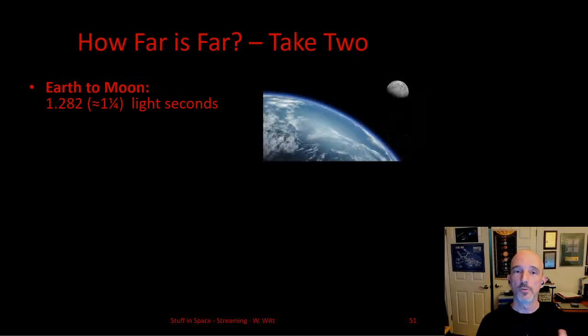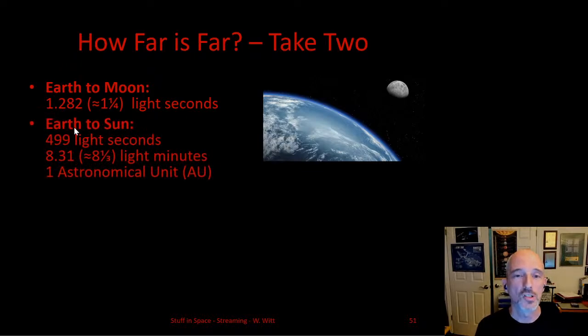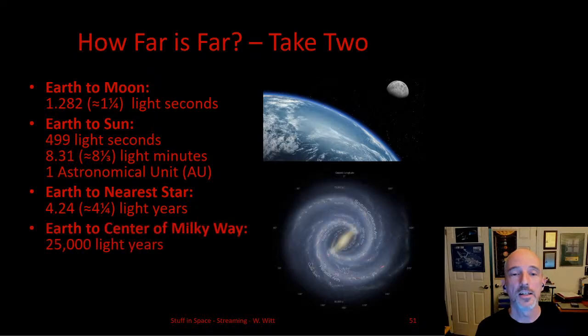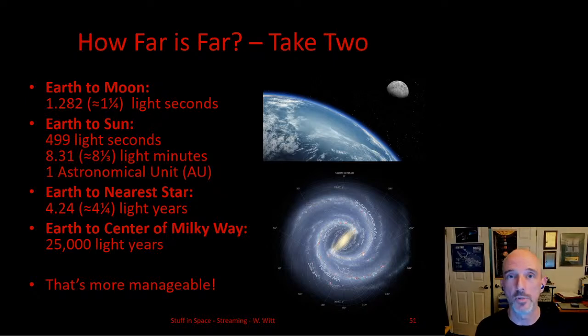All right, now with that, we can talk about our Earth-Moon distance again. We just said that's about 1.25 light seconds. Earth to the Sun turns out to be 8 1/3 light minutes, or, as I mentioned earlier, we also call this 1 astronomical unit, just as a matter of convenience. Earth to the nearest star is about 4.25 light years. And then Earth to the center of the Milky Way is about 25,000 light years. And that's a lot more manageable than those other really big numbers that we had earlier.